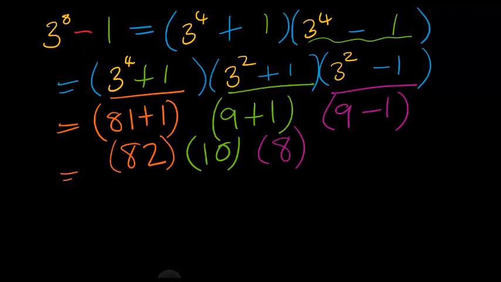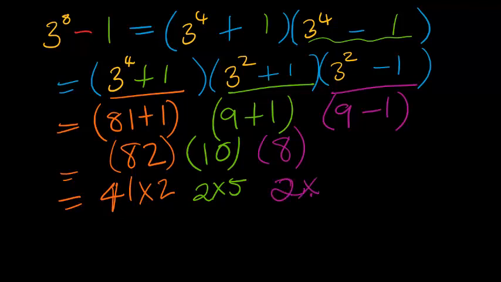Let's factorize. 82 becomes 41 times 2, and those are the prime factors of 82. And then 10 becomes 2 times 5, those are prime factors. And 8 becomes 2 times 2 times 2. That's 8. Okay, so those are our factors.